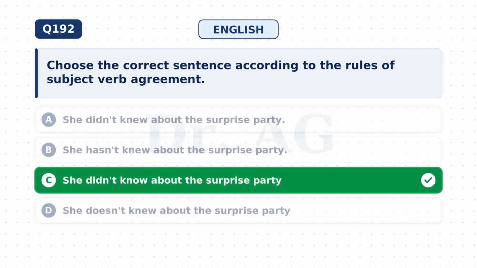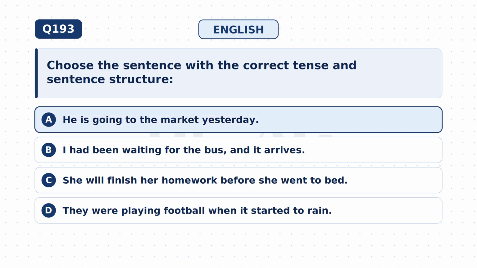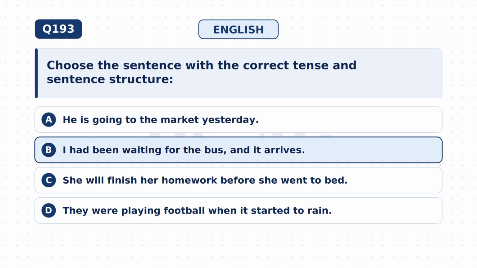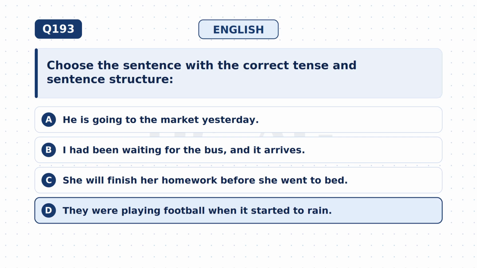The correct answer is C. She didn't know about the surprise party. Question 193. Choose the sentence with the correct tense and sentence structure. Option A. He is going to the market yesterday. Option B. I had been waiting for the bus, and it arrives. Option C. She will finish her homework before she went to bed. Option D. They were playing football when it started to rain.